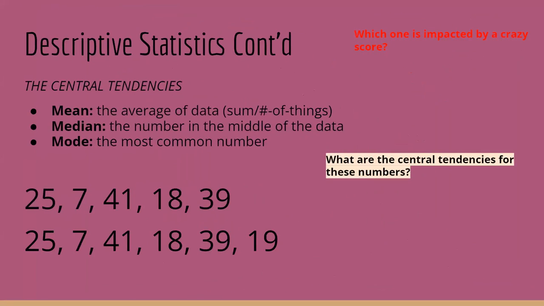The central tendencies. Hopefully you know what these are, but it's okay if you don't. We're going to talk about it. Mean, median, and mode. Mean is the average of the data. And to find the average, you do the sum of all the numbers divided by how many numbers there are. You divide the sum by the number of numbers. Then the median is just the number that's in the middle of the data, but you have to put the data in order to find the median. And then the mode is the most common number that there is.